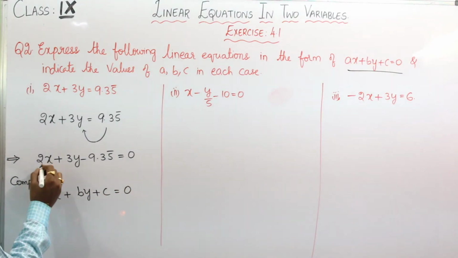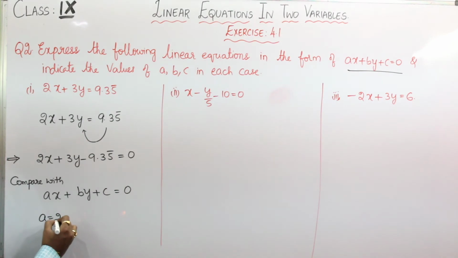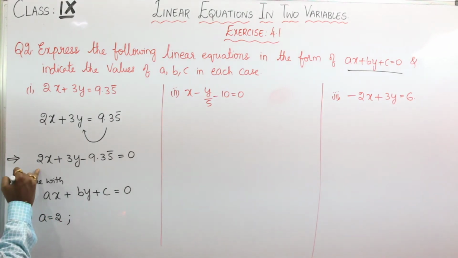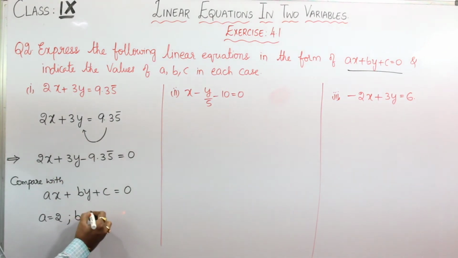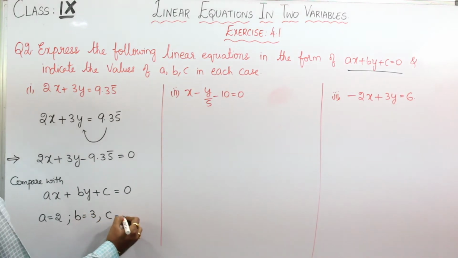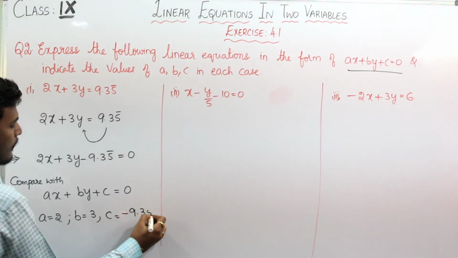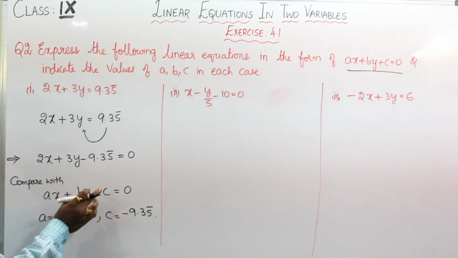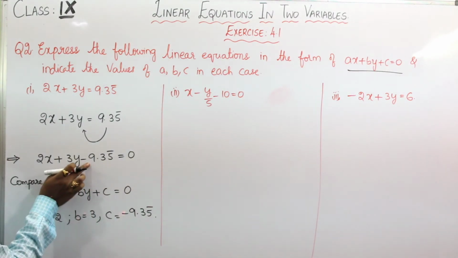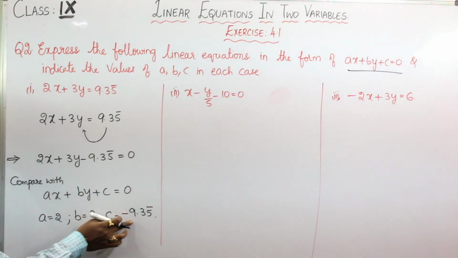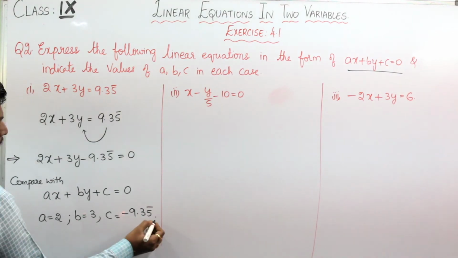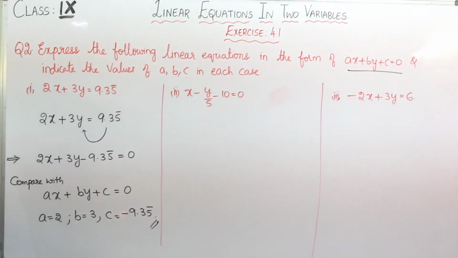Then in the place of a, by comparing I will get the a value as 2, the b value as 3, and the c value as minus 9.35 bar. Okay, because here we have a plus c and here we have a minus, hence the value will become minus 9.35 bar. So this is the solution, and these are the values of a, b, c.